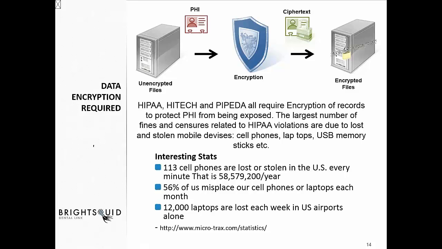Some interesting stats: 113 cell phones are lost or stolen in the U.S. every minute. That's 59 million a year. 56% of us misplace our cell phones or laptops each month. I'm raising my hand right now because I'm one of those 56%. 12,000 laptops are lost each week in U.S. airports alone. Some pretty amazing information, and all of this can really be managed through an encryption process.